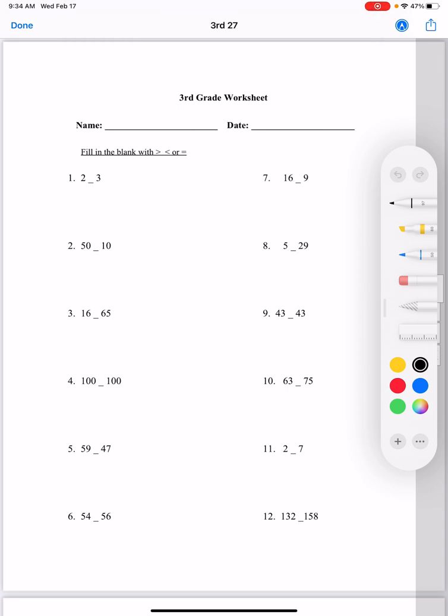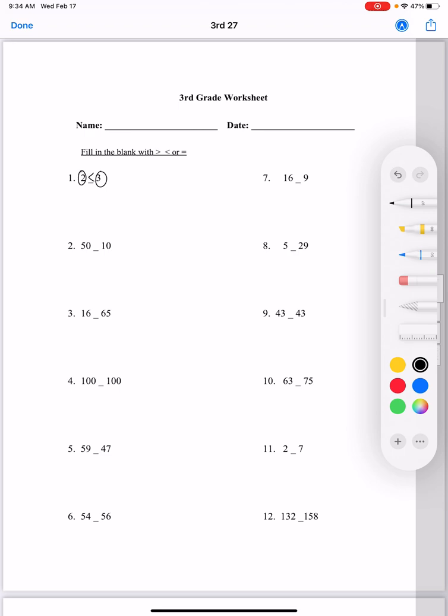So the first worksheet asks us to fill in the blank with greater than, less than, or equal to. So we look at the numbers and we see which number is greater. On number 1 we have the numbers 2 and 3. We know that 3 is greater than 2, so the bigger side of the arrow is facing towards the 3 and the smaller side is facing towards the 2.